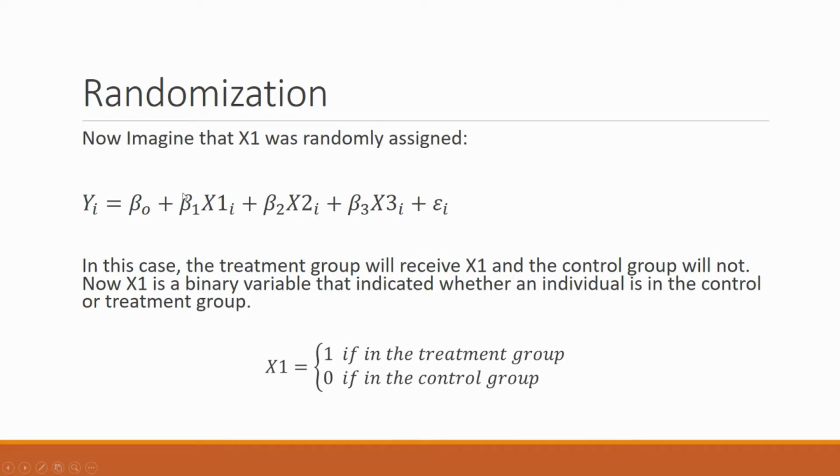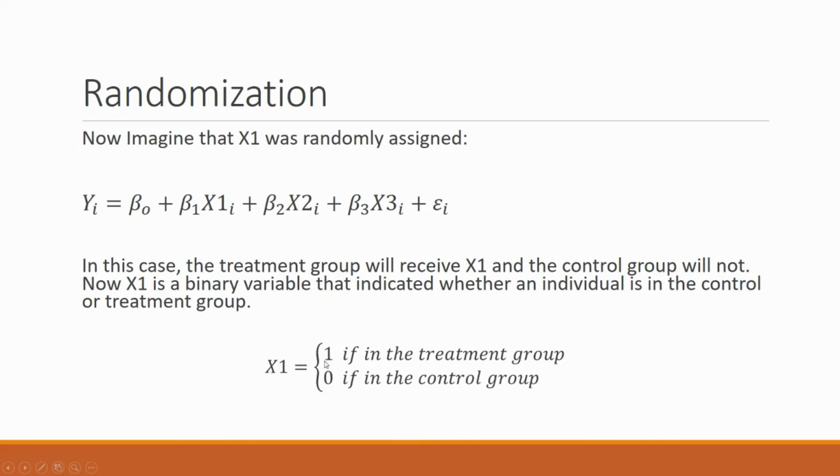Now in this case, we're saying that x1 is randomly determined. It's randomly assigned. That means of all the people in our sample, we have randomly chosen some people to receive whatever x1 is, and other people to not receive it. So now x1 is a binary variable that indicates whether or not an individual is in the control group or the treatment group. x1 equals 1 if a person is in the treatment group, and x1 equals 0 if they're in the control group.